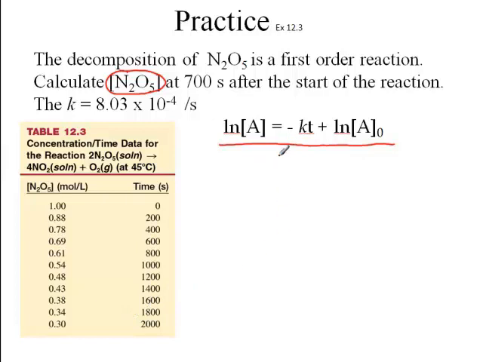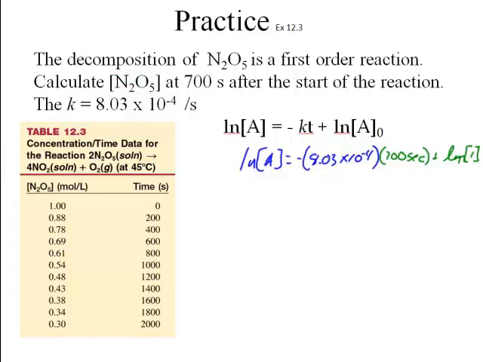All right, so what we're going to do is take the numbers they give us. Now they told us that k equals 8.03 times 10 to the negative fourth per second. Oops, let me erase that for a second. I'm forgetting my time component. Okay, different color, times the time, which happens to be 700 seconds. All right, I had a slight little brain fart there.